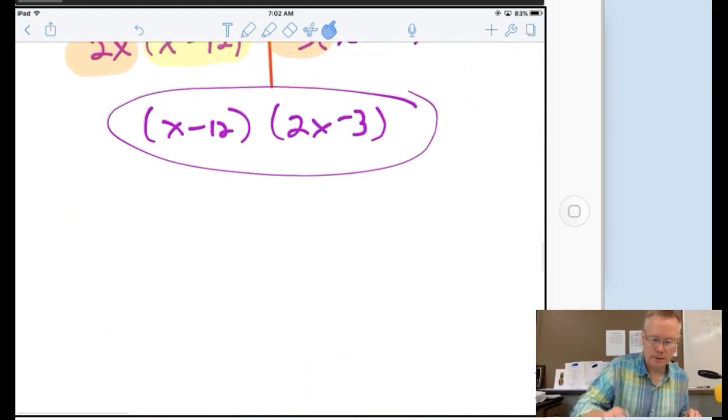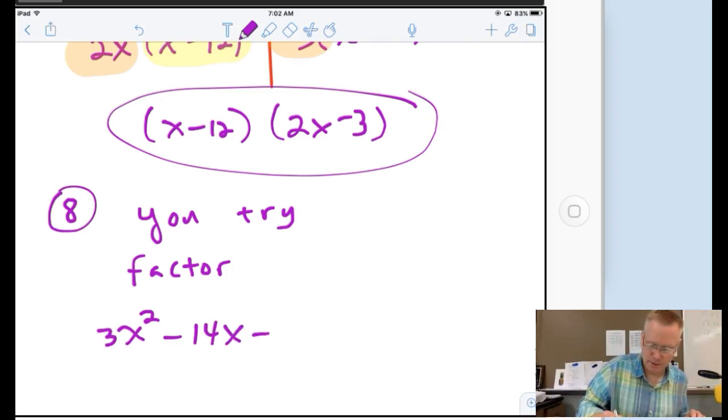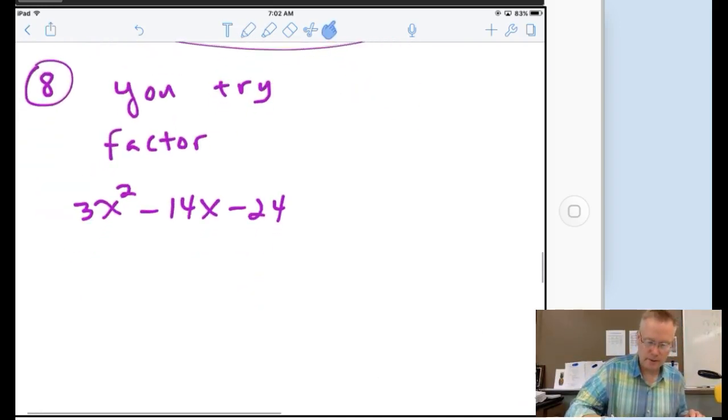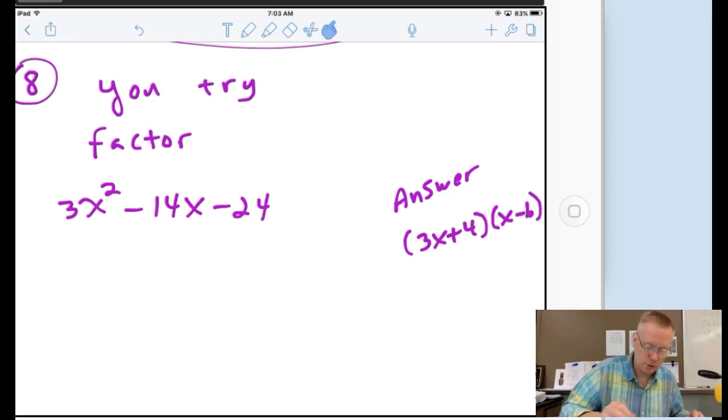Let's make this a u try. Factor 3x squared minus 14x minus 24. All right, and show me how you do that. And you can bring it to class. I'll tell you what the answer is, just so you can know if you got it right. The answer is 3x plus 4 times x minus 6. But you can show me the work how you got there.